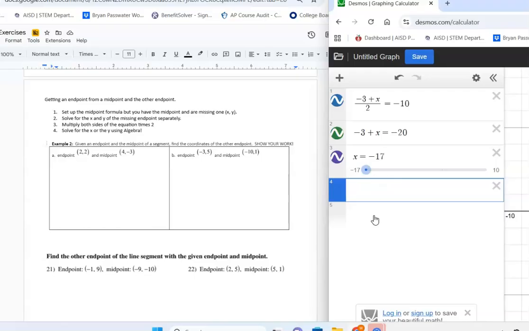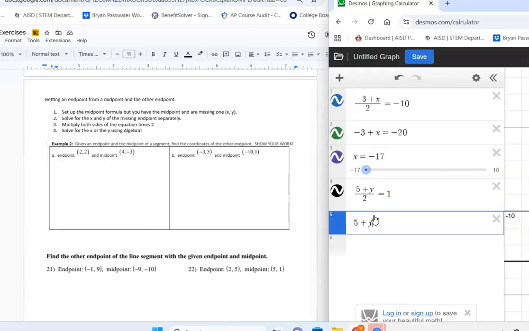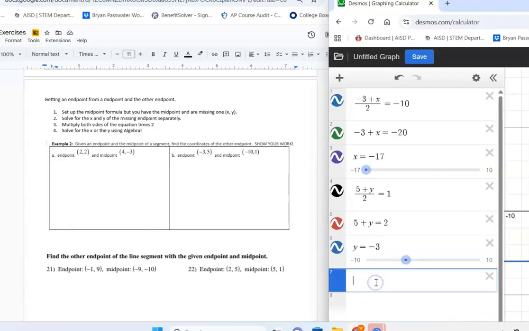Now let's do the exact same process with the y values. That is (5 + y) / 2 is equal to 1, because that's the y value. Multiply times 2: 5 + y = 2. If you do 2 minus 5, you find out the y value of the endpoint is -3. Therefore, the answer would be (-17, -3). And that is the endpoint for that. That's how you do it.